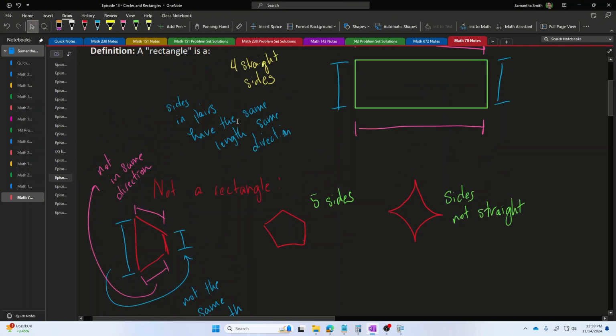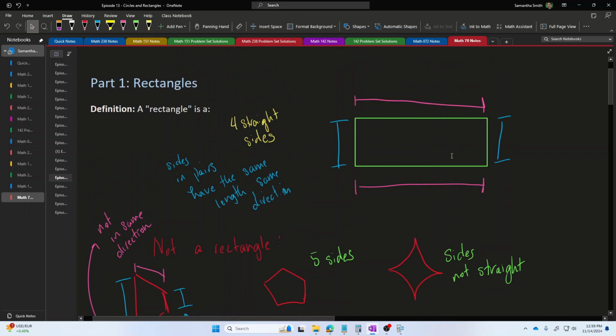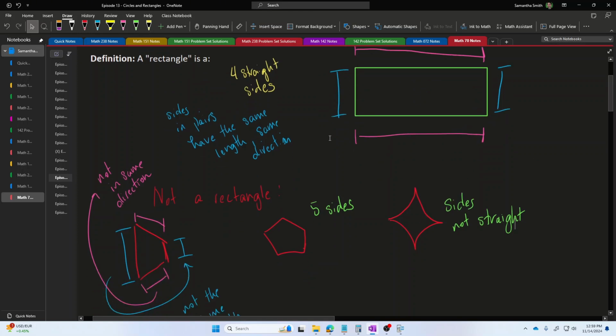In order to be a rectangle, you have to have four straight sides that you can divide up into pairs, where the lines in the pairs have the same length and they're pointing in the same direction. That's what makes a rectangle.